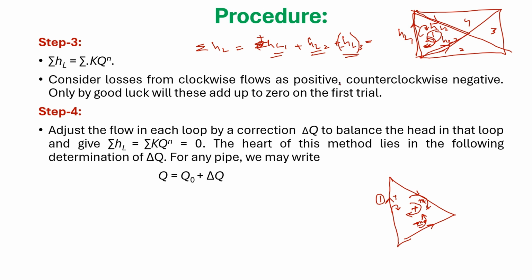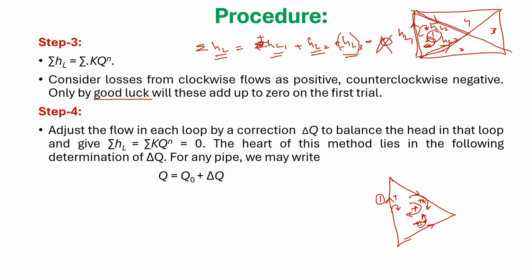In a rare case, you will get the summation of head loss equal to 0, but with the first attempt it is not possible to get a summation of head loss equal to 0. When you get the answer, it will not be 0 at the first instance. By good luck, you can get the summation of head losses in clockwise and anticlockwise direction in a loop equal to 0, but in every case it does not happen. It will happen in rare cases. So you have to get ready for the next step, that you have to apply correction.